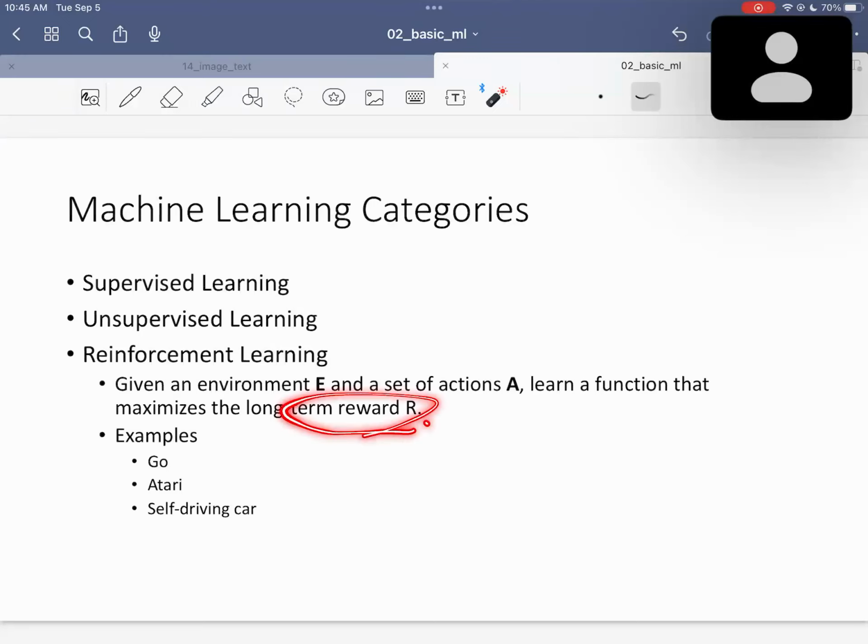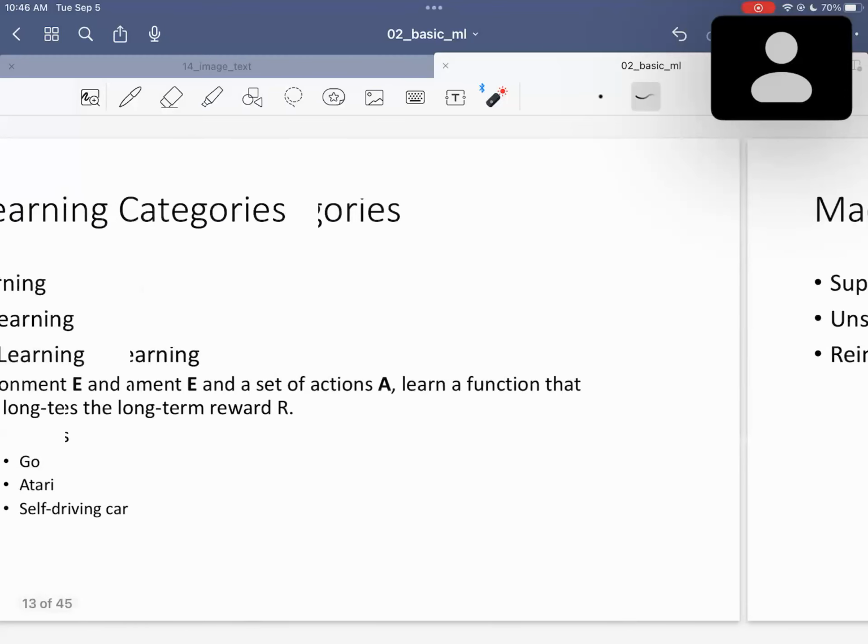And the long-term reward is what? It's getting from one place to another. So starting from point A to point B, while not causing any accident, not hitting people, not going off road, or turning off the engine somehow. None of that. You want to go from A to B without any accident. So that would be the long-term reward. Right, so that's it.